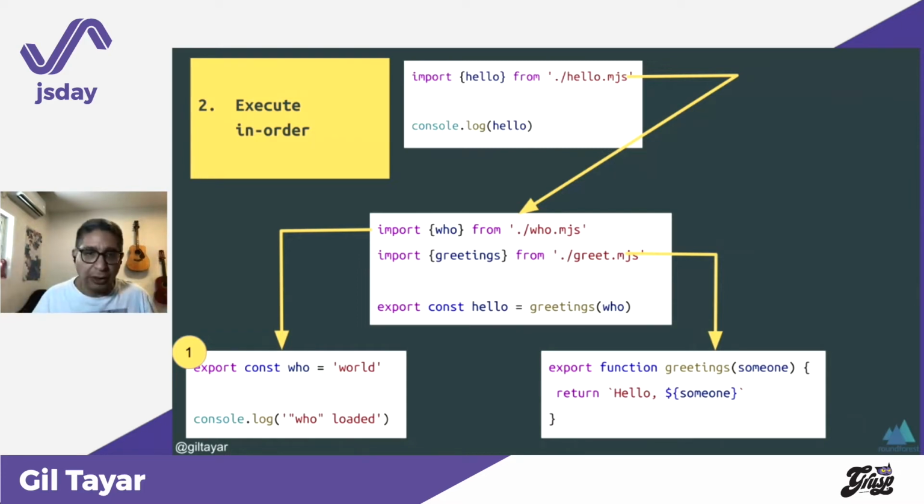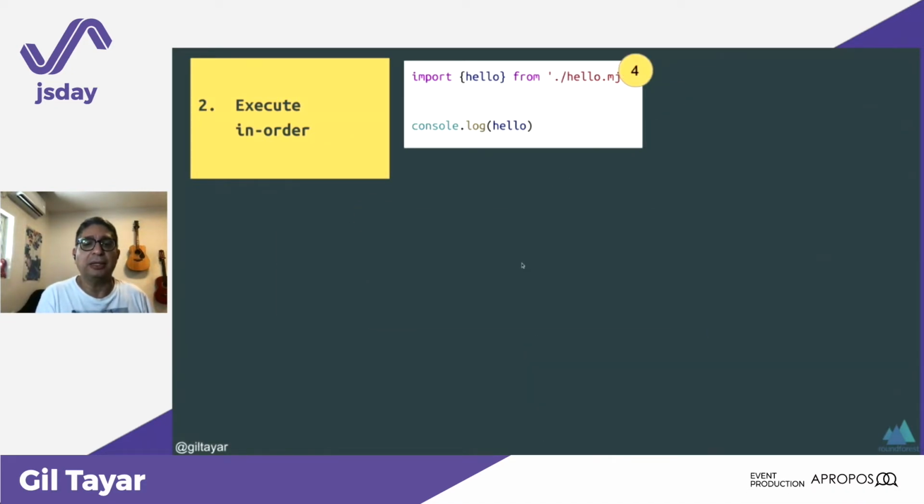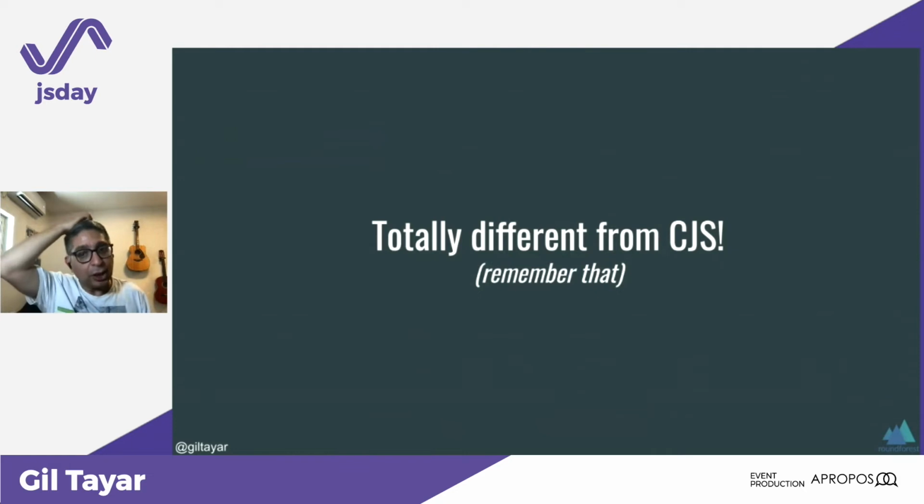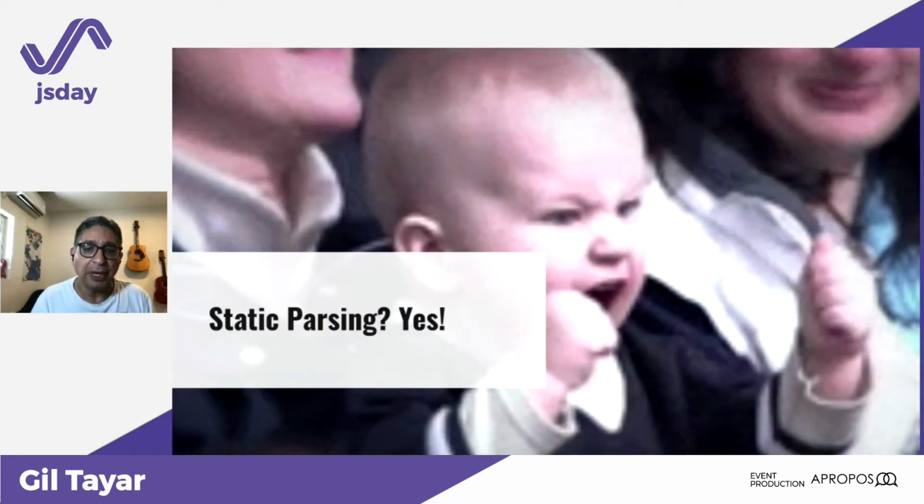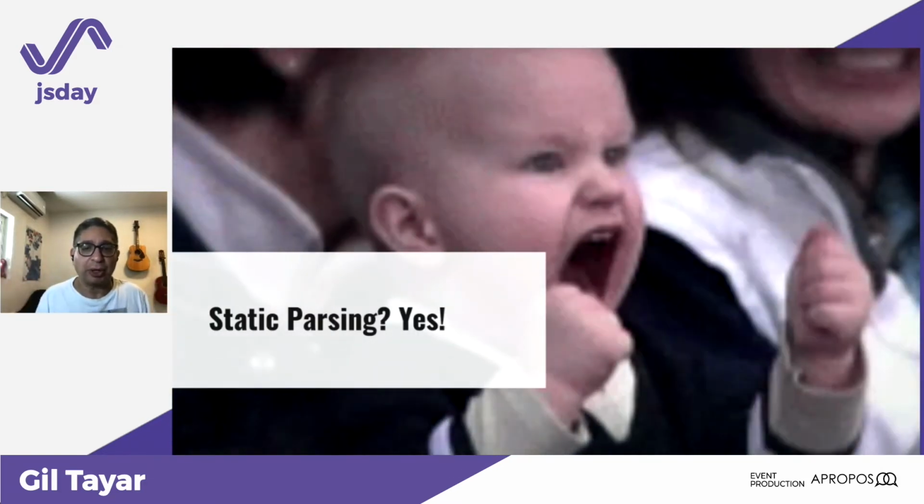Once everything is loaded, all the files are loaded. Now we can execute them in order. So first of all, the bottom module, and then this module, and then this module. And lastly, this module is executed, and we're done with the program. This is totally different from CJS. It looks similar, again, looks the same, but it's different loading. And yes, static parsing.